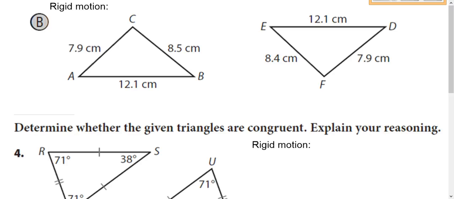So for these next two triangles, are they congruent? We've got 12.1, 7.9, 8.5. This one's 8.4. These sides are different. They are not congruent.